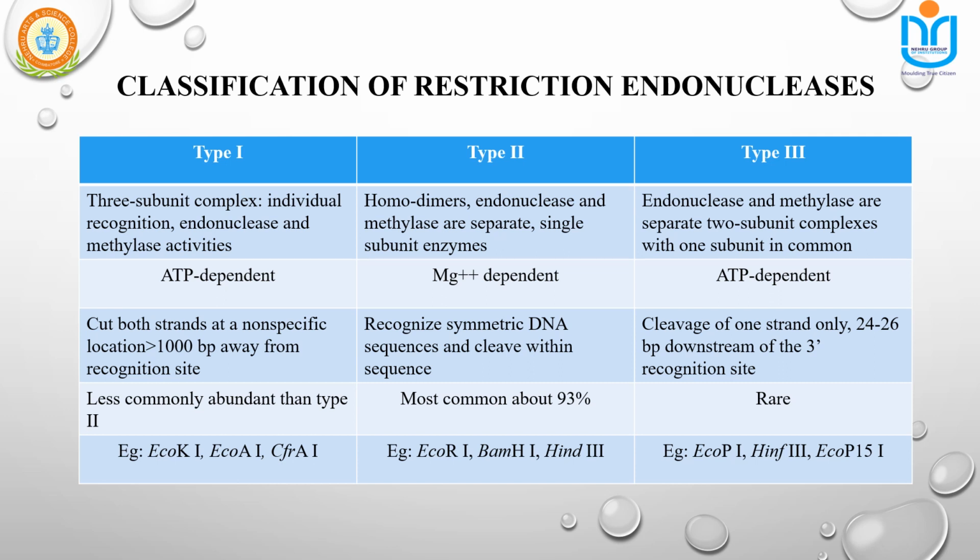Type 3 endonuclease and methylase are separate two subunit complexes with one subunit in common. It is ATP dependent. It cleaves only one strand, 24 to 26 base pairs downstream of the 3' recognition site. They are a rare type of endonuclease. For example, EcoP1, HinfIII, EcoP15-1.